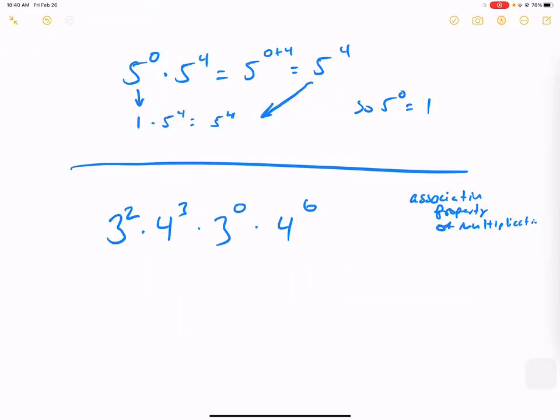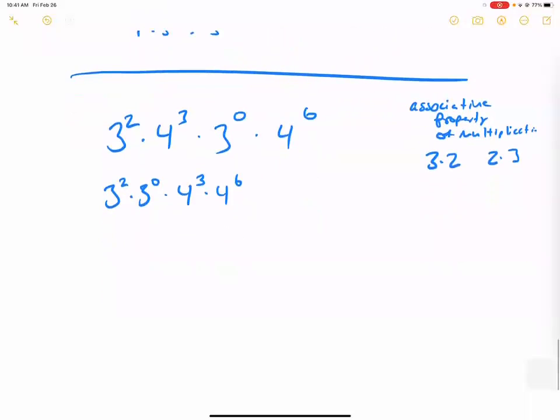Associative property of multiplication says I can associate with whoever I want in whatever order as long as we're all multiplying each other. That means 3 times 2 is the same as 2 times 3. The order does not matter and it still gives us the same answer in multiplication. If we're all the same grade level, we can all hang out with the same kids. So what happens is we can always rewrite this as 3 squared times 3 to the 0 times 4 cubed times 4 to the 6, just so that now we can see that they're next to each other.